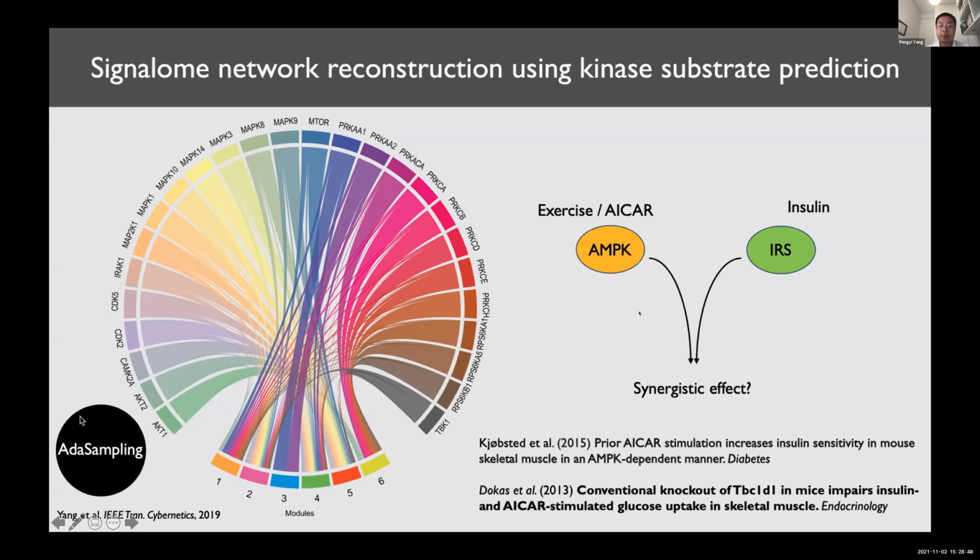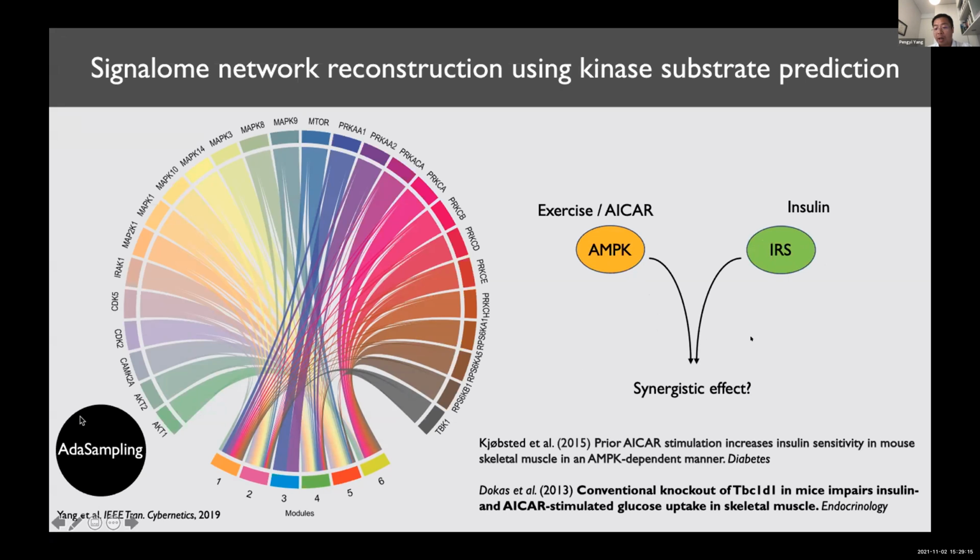So one of the interesting questions we can answer using this data set is to ask whether we can rediscover the synergistic effect between AMPK signaling and insulin signaling. The reason we ask this question is it has been demonstrated previously from those publications that the AMPK signaling and insulin signaling work together to regulate the cell.